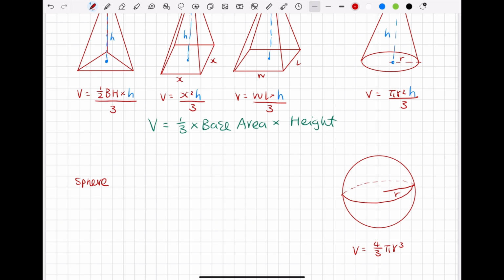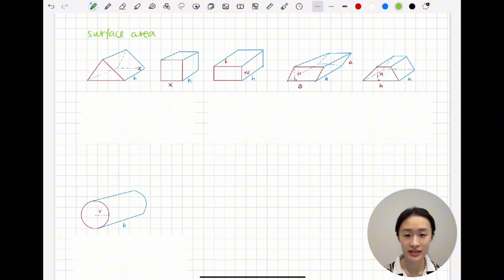Okay, so now what we are going to look at are the surface areas. So for the first one, to work out the surface area, we know that the base triangles, we have 2 copies of this, and then we have 3 copies of rectangles. Now, depending on the size of the triangle, we might have 3 different sizes of rectangles. For the second one, a cube, to work out the surface area, we work out one side, which is x squared, and then we multiply by 6 because there are 6 faces and they are all the same.